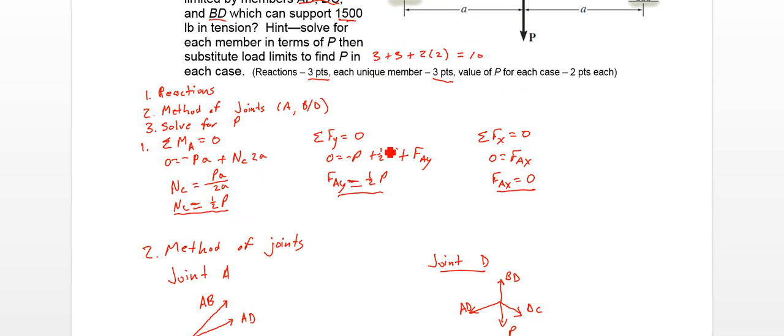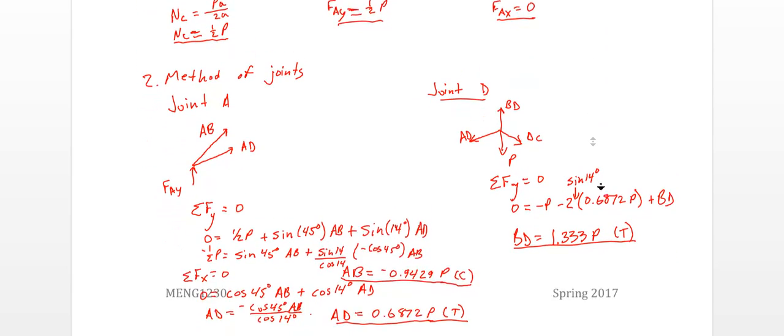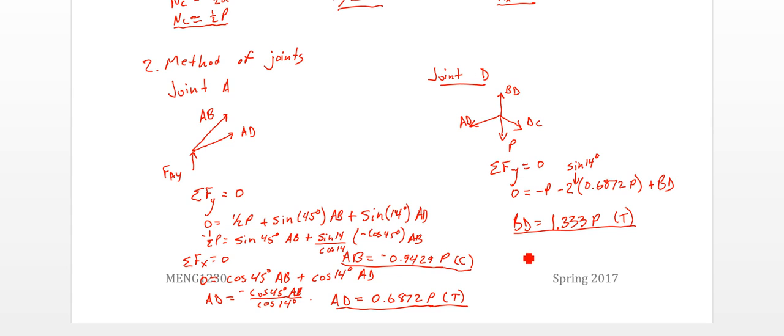So looking back up at our approach here, we found our reactions, we found our joints for our three unique members. Now we need to find P for these limited cases. For our compression member, we only have this one case. So I'm going to take that, say AB equals 800 pounds. P equals 800 over 0.9439. So that goes to 848 pounds. So that's our value for the compression case.